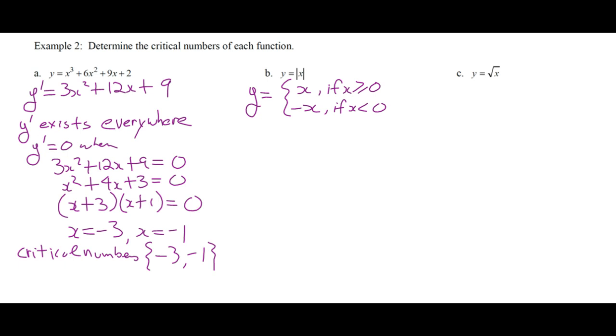Okay, so we have two functions for y that we have to deal with, right? So then y prime, so what's the derivative of x? 1. So y prime is equal to 1 if x is greater than or equal to 0, and the derivative of negative x is -1 if x is less than 0.